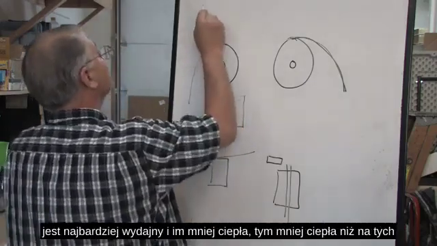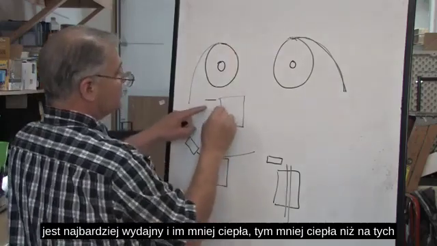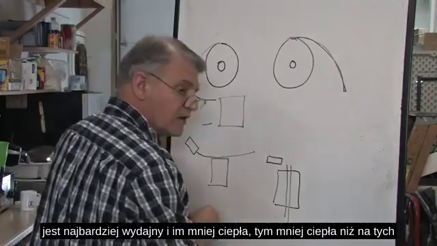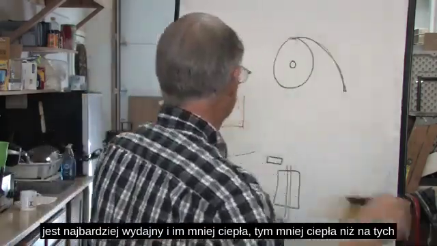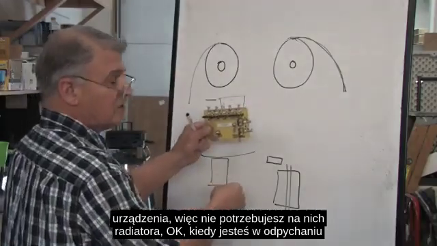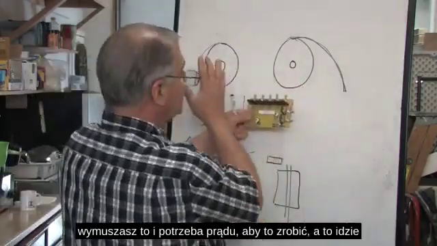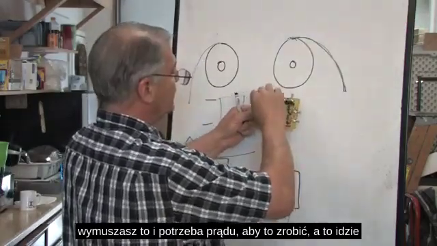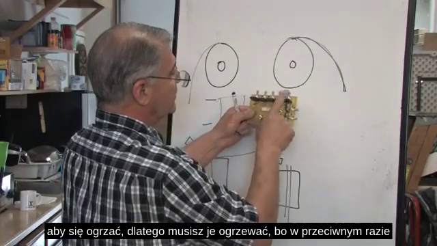Attraction is the most efficient, and there is no heat on these devices, so you don't need a heat sink on them. When you're in repulsion, you're forcing this, and it takes current to do that, and these are going to get warm on you, and so you need to heat sink them.